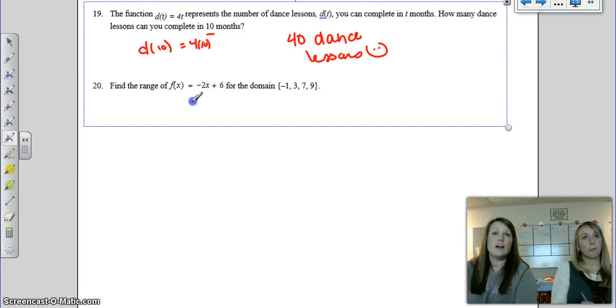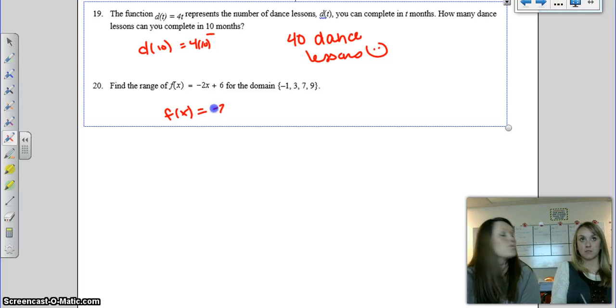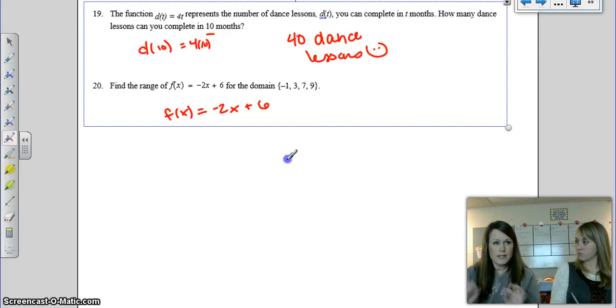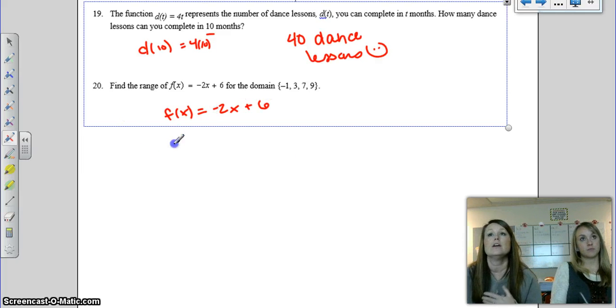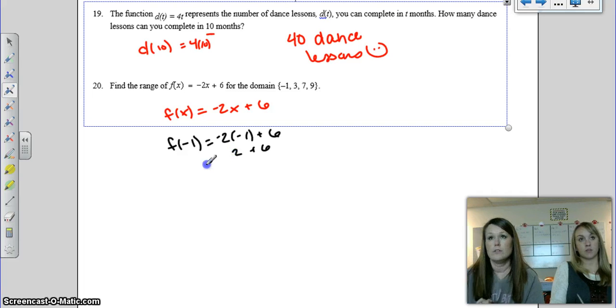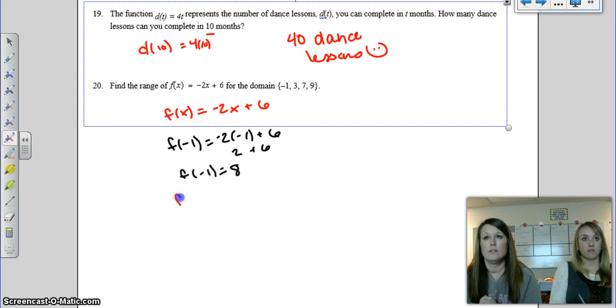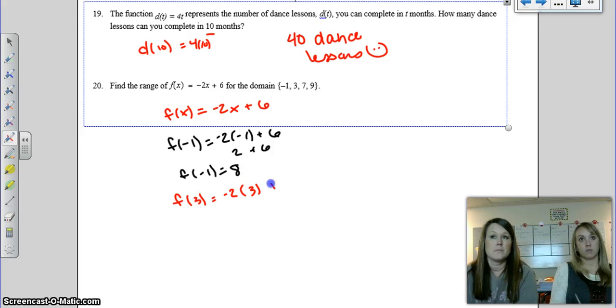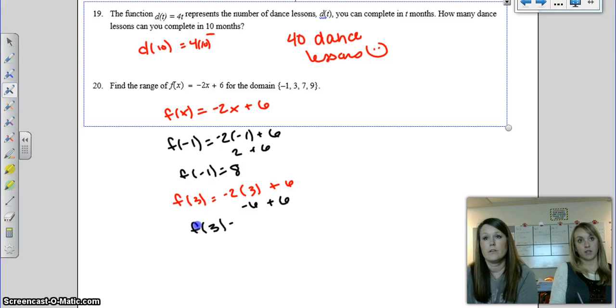Find the range of f of x equals -2x plus 6 for the given domain. Okay, so this is a plug and chug just several times, and then rewrite it with braces. So the first one I'm going to do is -1. So f of -1 equals -2 times -1 plus 6. So 2 plus 6, so f of -1 is 8. And then again, f of 3: -2 times 3 plus 6, so that's -6 plus 6, 0. So f of 3 equals 0.